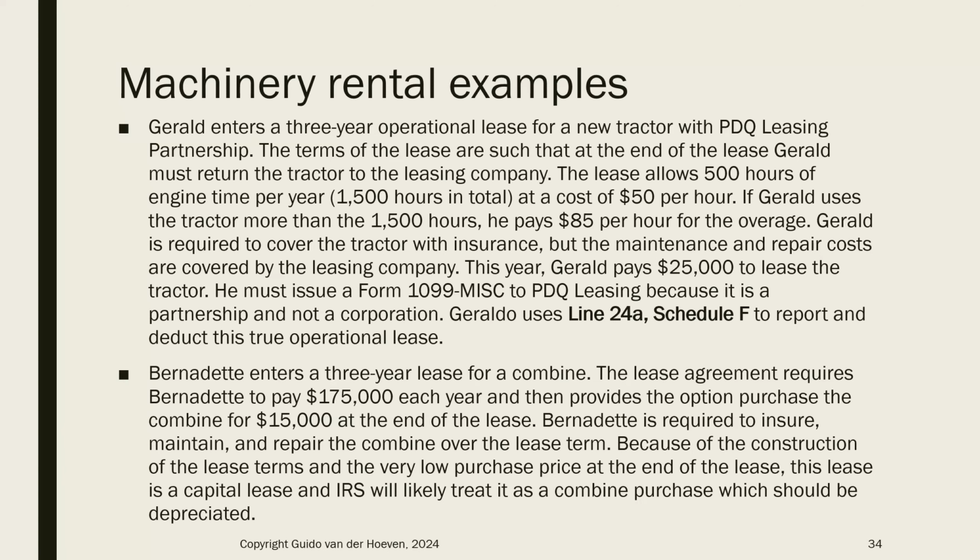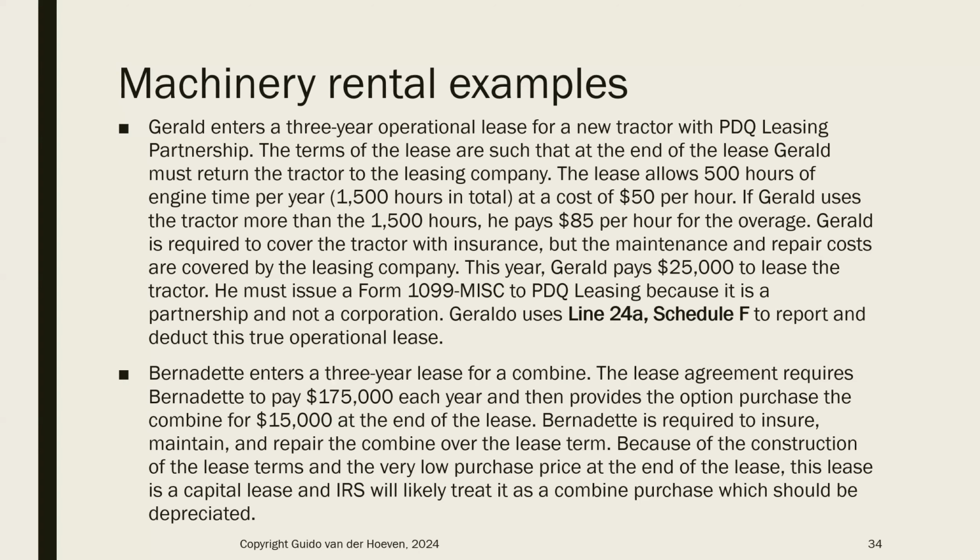If he uses it more than 1,500 hours, he's going to pay $85 an hour for the overage. And he's required to cover the insurance, however, the maintenance and the repair costs are going to be covered by the leasing company. And in this particular year, he pays $25,000 to lease the tractor. He's got to issue a 1099 miscellaneous to PDQ Leasing because it's a partnership and it's not a corporation. So it's an unincorporated business. And we're going to use line 24A to report and deduct that true operational lease.